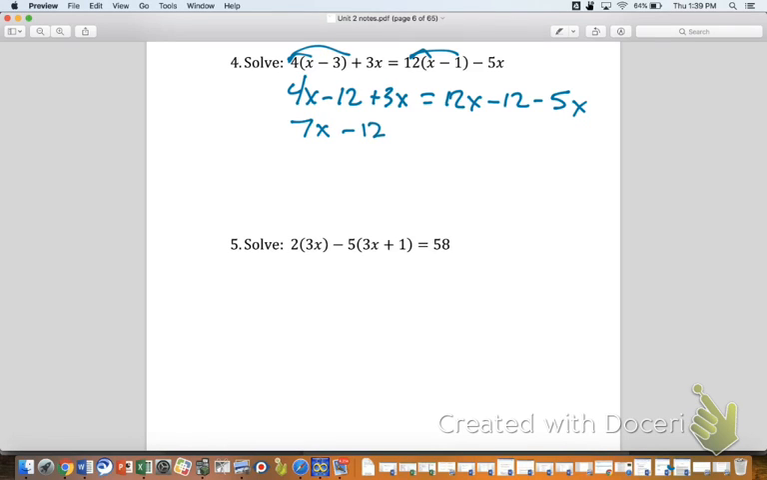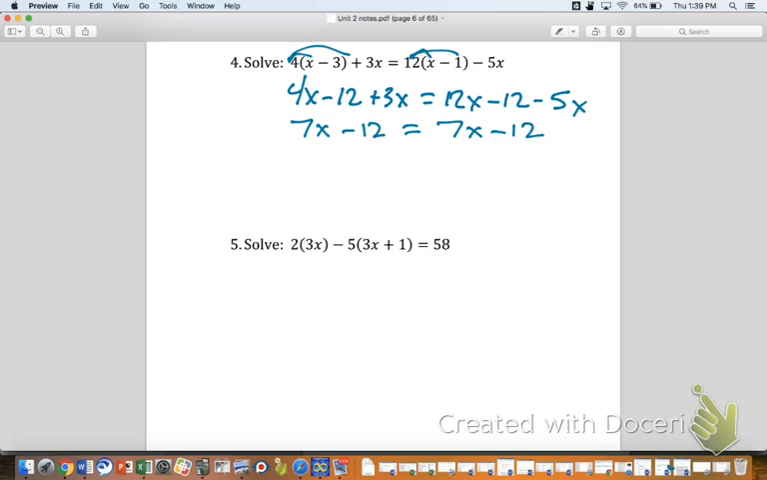7x and then minus 12 equals, and then wait, on the right side we have a similar situation, right? 12x and minus 5x. It's pretty interesting. We haven't seen anything like this yet, but it might feel confusing, and you might be like, oh my goodness, what's happening here? I don't get this totally.